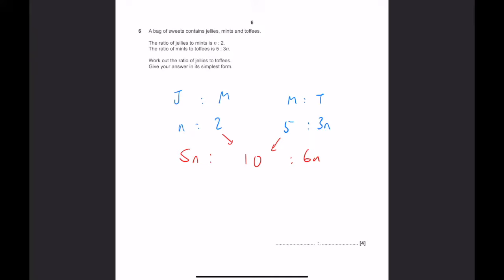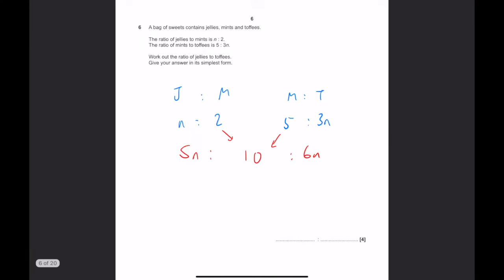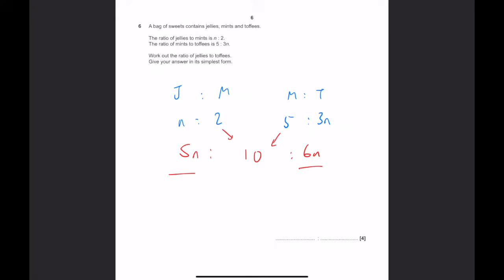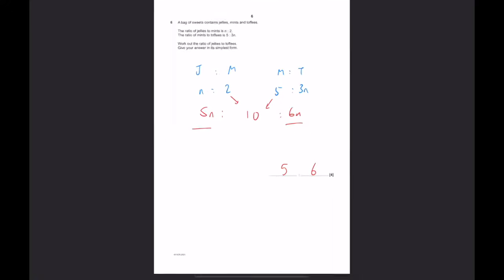Multiply that by 2, so this is going to be 6n, which means that the jellies to the toffees is going to be 5 to 6.